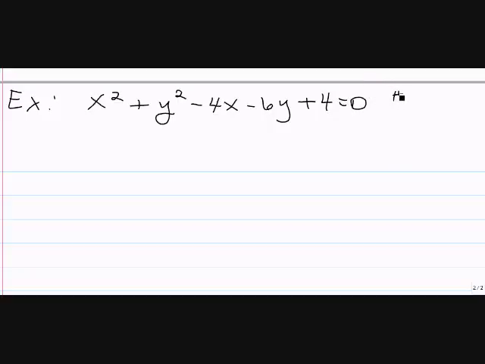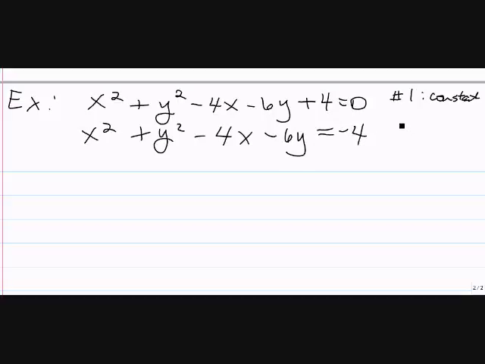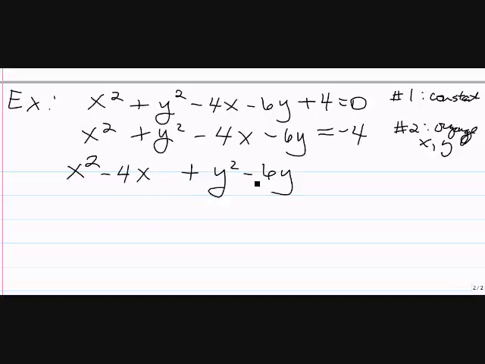Step number 1, move the constant to the right. And I get x squared plus y squared minus 4x minus 6y equals negative 4. Step number 2, organize x's and y's. Put the negative 4x with the x squared. Put the negative 6y next to the y squared. Equals negative 4.